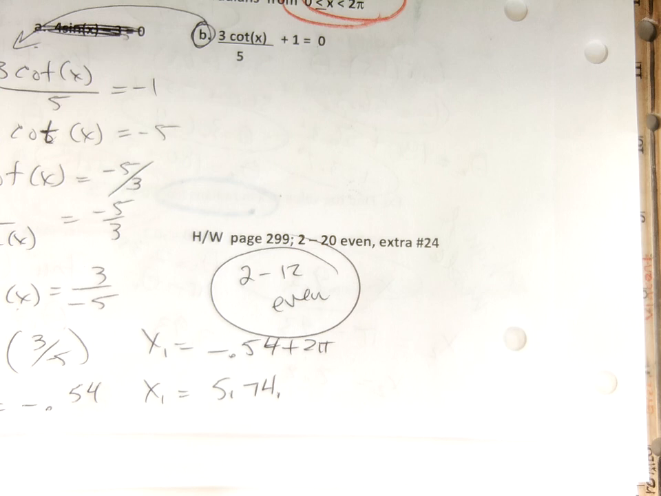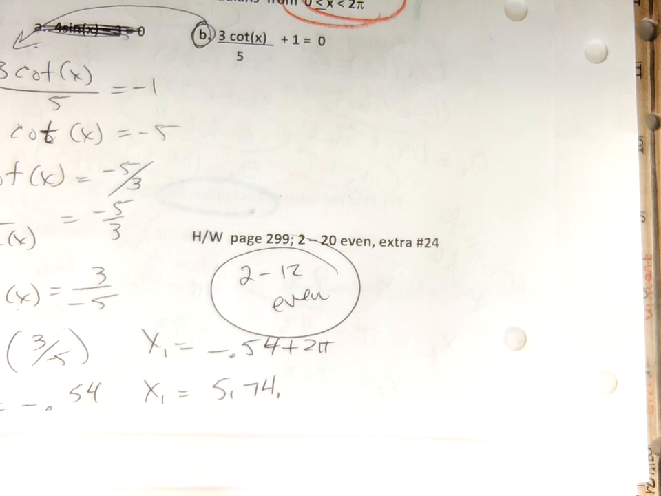So this angle here is really a positive 5.74. 3.14, 6.28. So 5.74 makes sense, and it's in the right spot.